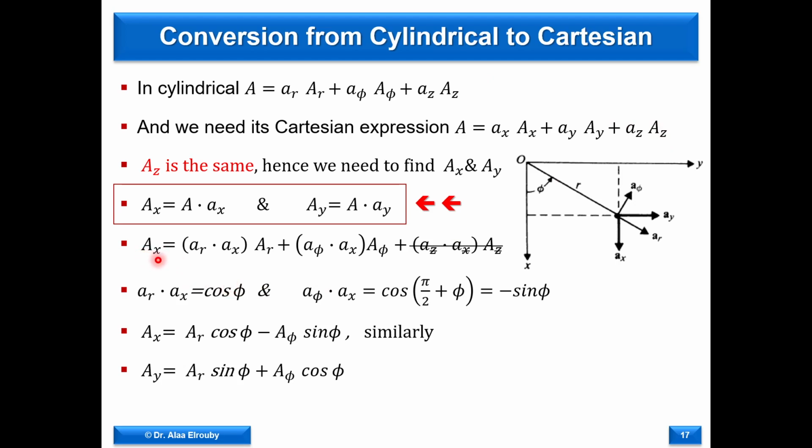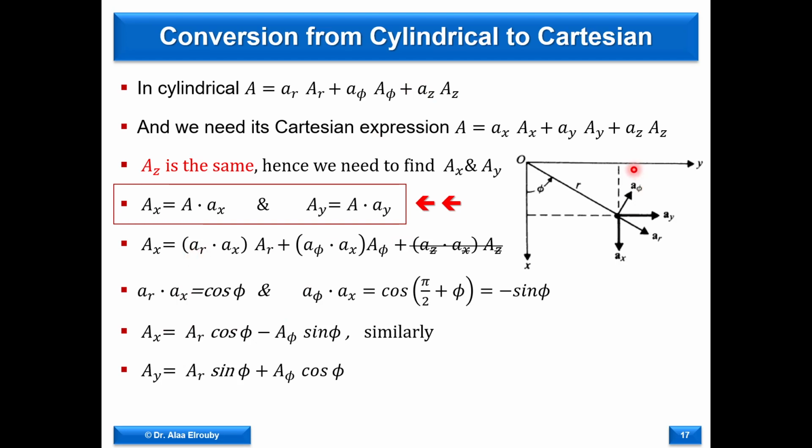So AX would equal AR in the direction of AR dot AX, plus A phi in the direction of A phi dot AX, plus AZ in the AZ direction along AX. But AX and AZ are orthogonal, so they are perpendicular, and this dot product is 0. We are here using the distributive property of the dot product.